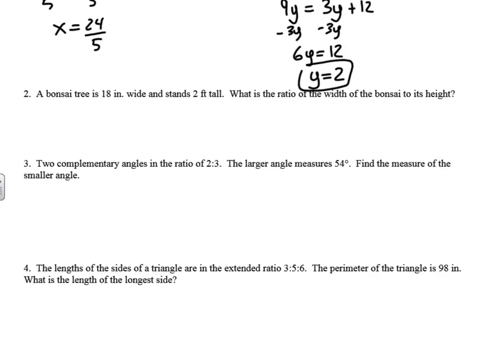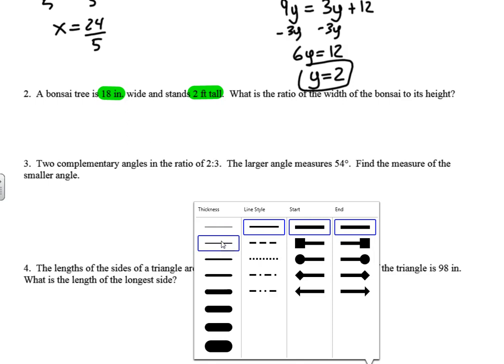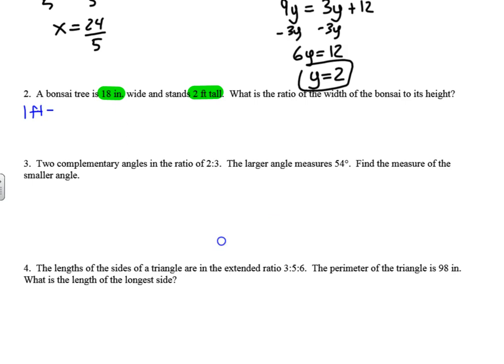So as you read this, what I want you to notice is that we've got 18 inches and we've got feet, so we don't have the same units. So the first thing that we want to do is convert it into the same units. Since 1 foot equals 12 inches, I'm going to convert 2 feet, so then 2 feet would equal 24 inches. So I'm going to replace 2 feet with 24 inches.